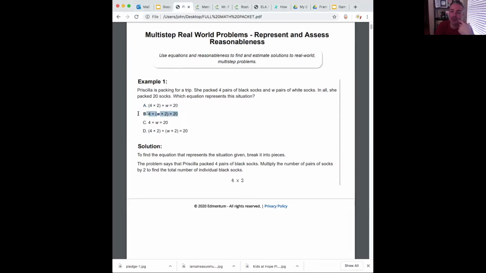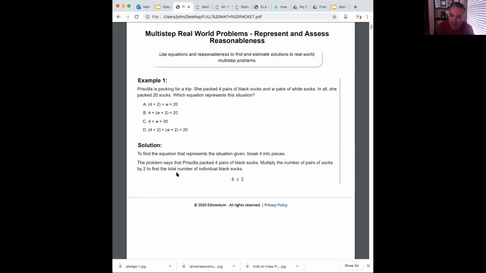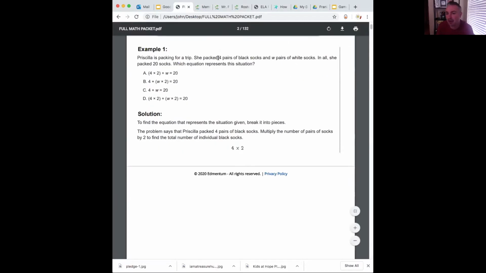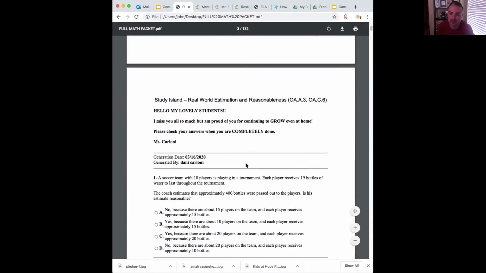B is 4 plus W times 2 equals 20. C is 4 plus W equals 20. And D is 4 times 2 plus W times 2 equals 20. And then here's the solution. To find the equation that represents the situation given, break it into pieces. The problem says that Priscilla packed 4 pairs of black socks. So multiply the number of pairs of socks by 2 to find the total number of individual socks. The reason why is because a pair of socks has 2, right? So she packed 4 pairs of black socks. That's 4 times 2. And that's where the example ends.